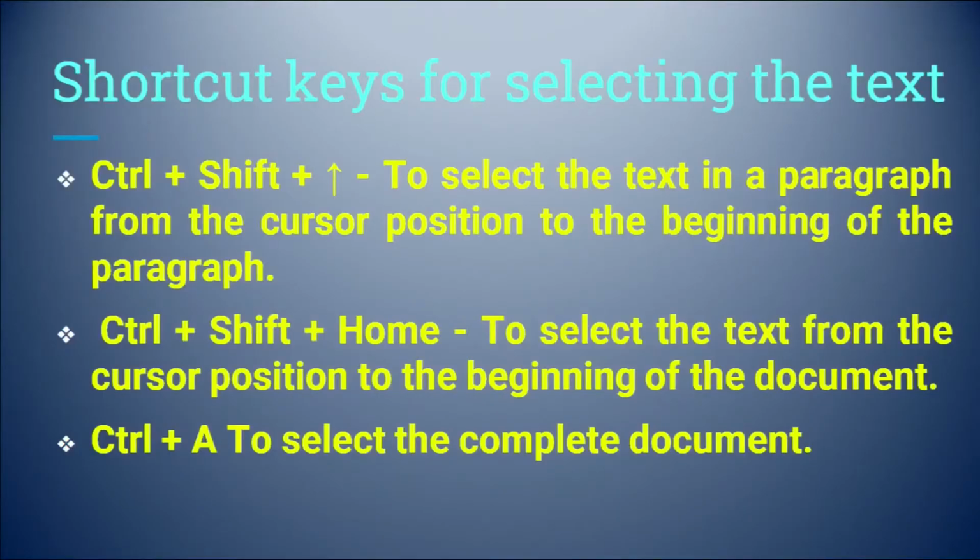And to select the complete document from A to Z, from first page to the last page, everything that you have written, all the images that you have inserted, all the tables that you have inserted, if you want to select them all at the same time, you can simply press Ctrl plus A. Ctrl plus A is the shortcut to select all. This way you can select the complete text that is written in this particular document.